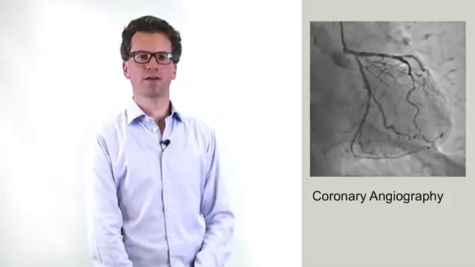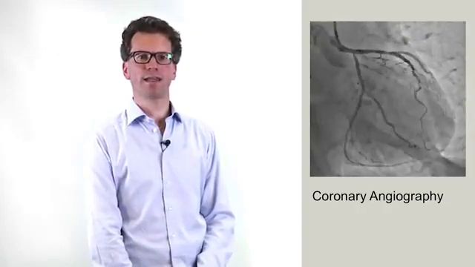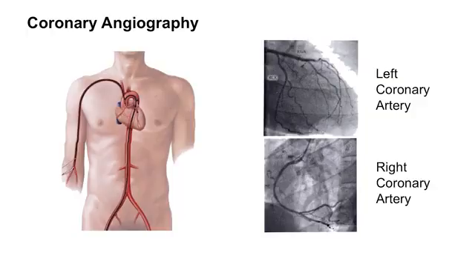First, let's discuss coronary angiography, which images the heart vessels directly by dye injection and X-ray. The dye is injected into the coronary arteries by a catheter, which enters the body either at the groin into the femoral artery or at the arm into the radial artery. It then follows the artery up to the heart, where it finds the origin of the coronary artery just above the aortic valve.